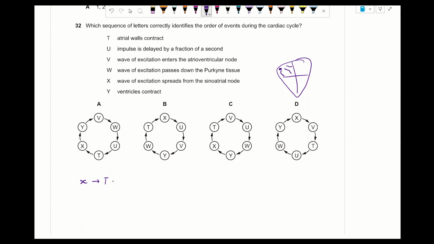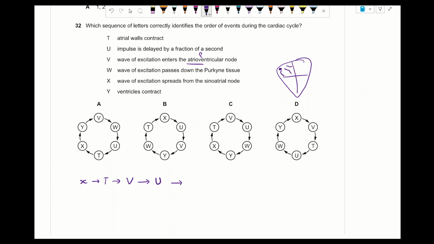Then what happens after that is that this wave of excitation reaches the atrioventricular node. Now, the function of the atrioventricular node is to delay that wave of excitation a fraction of a second, so the atrium and the ventricles do not contract at the same time. Therefore, we have U. Once it entered the atrioventricular node, it got delayed.